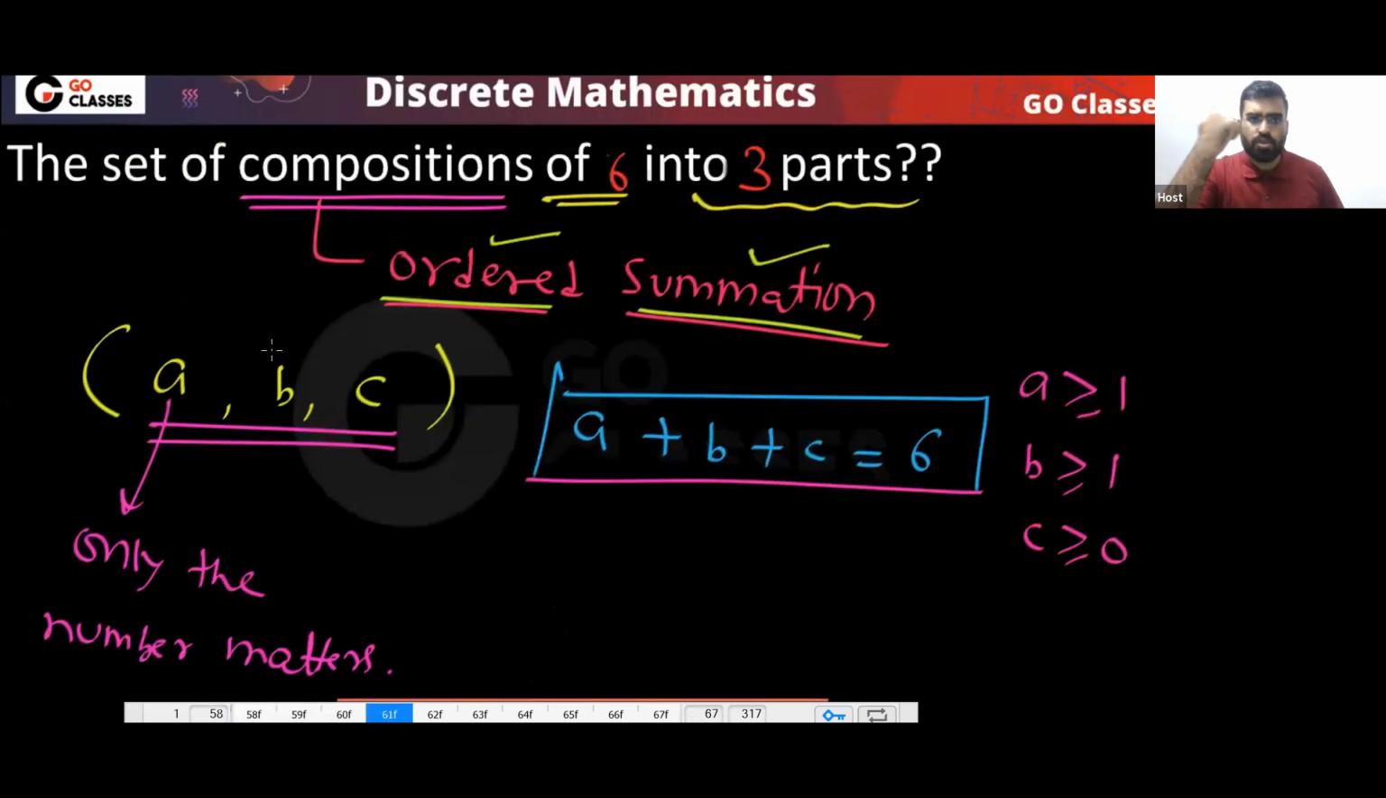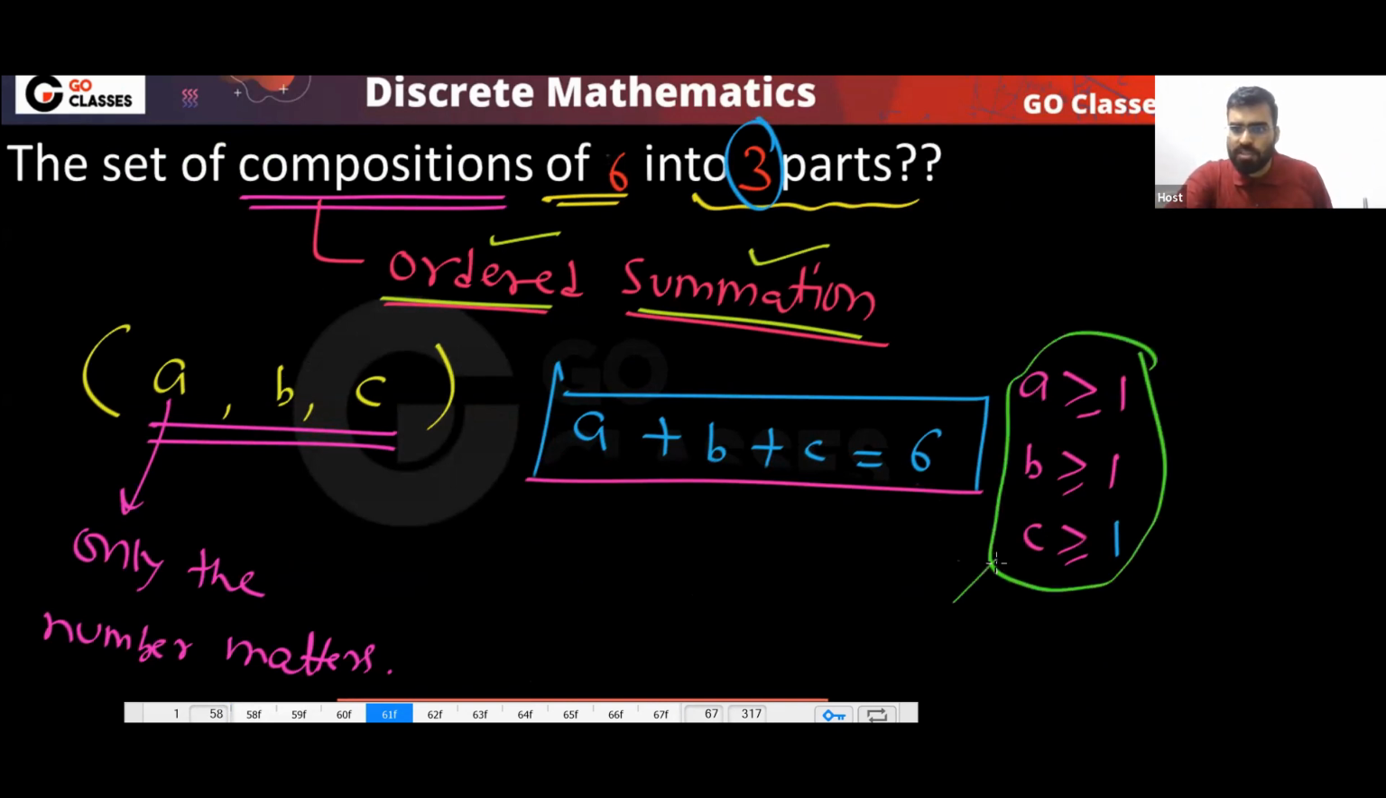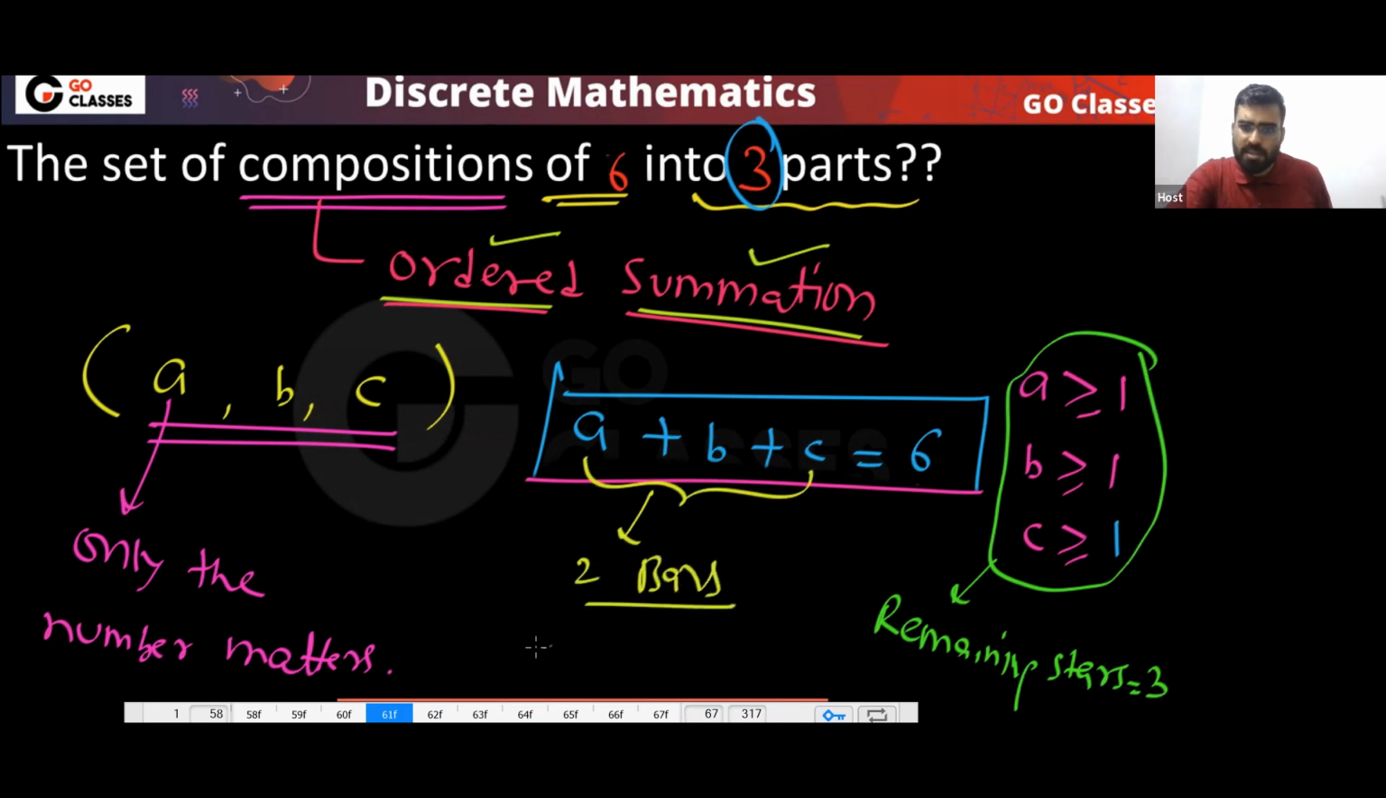Now let's see this. You can notice here we want exactly 3 parts. So a should be greater than or equal to 1, b should be greater than or equal to 1, and c should be greater than or equal to 1. So what will be the answer? 3 stars are gone. Now what are the remaining stars? A total of 3 stars are remaining, and there are 2 bars. 3 stars, 2 bars, so the answer will be 5C2.